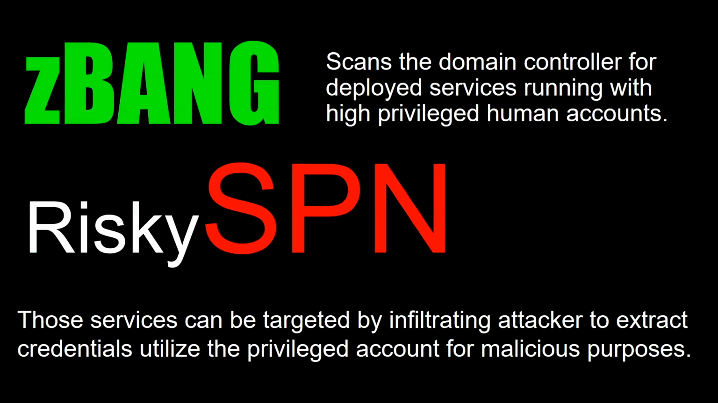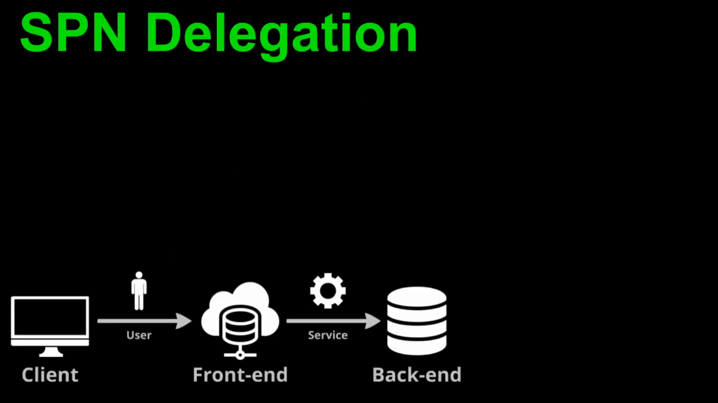Risky SPN. So again, that is the tool. We'll show you shortly, but simply put, what this pulls is the SPNs discovered in Active Directory that are configured to the user AD object rather than the computer. So again, we'll show you shortly.